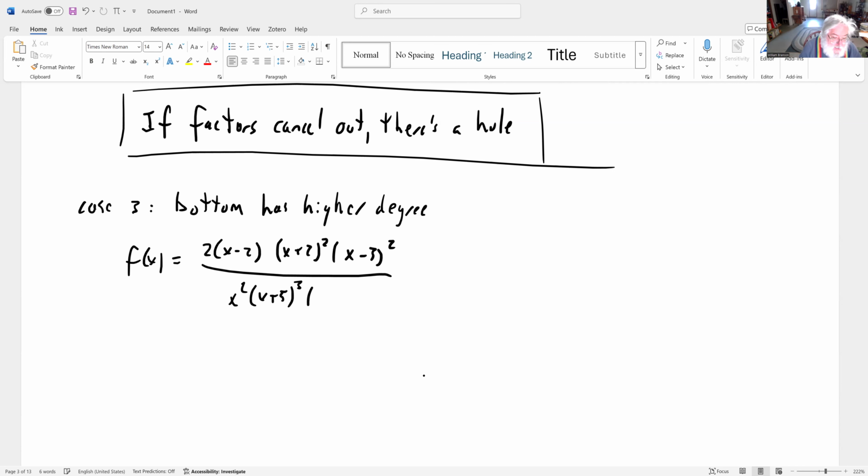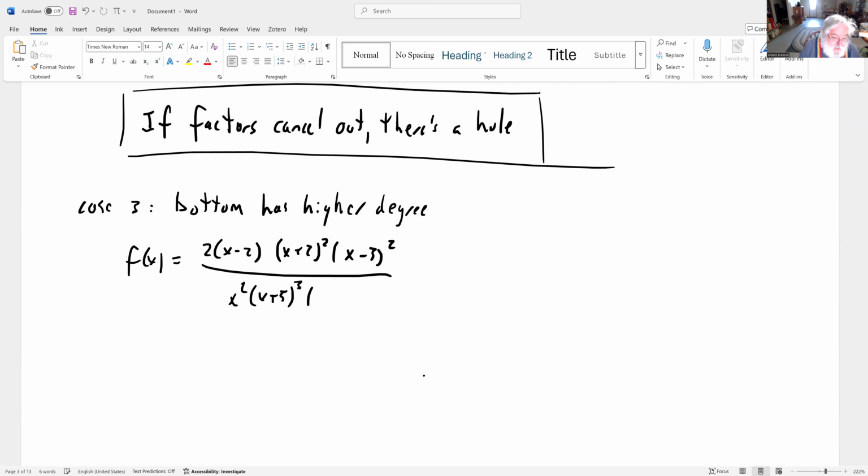So, end behavior. Oh, domain is first. X can't be 0, x can't be minus 5, x can't be positive 5, because that's where these three terms would be 0. These would all be vertical asymptotes because they don't cancel anything out. And they're all, well, x equals 0, vertical asymptote will be even. These two are odd.